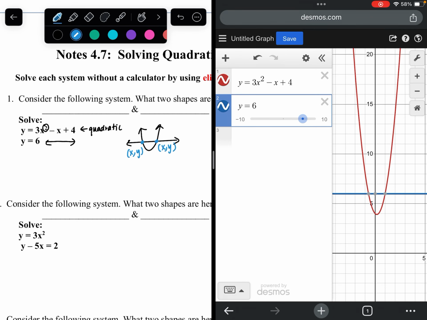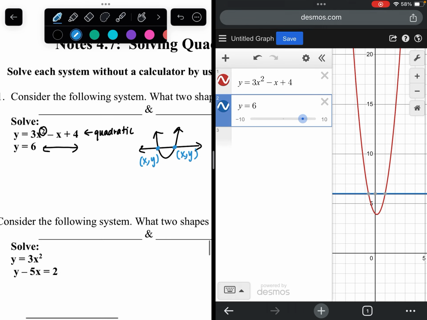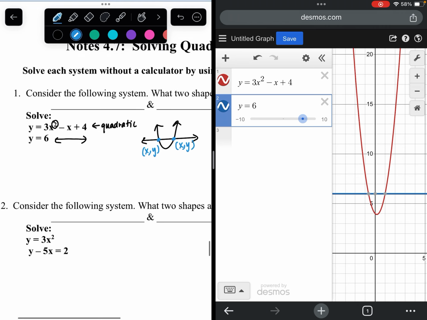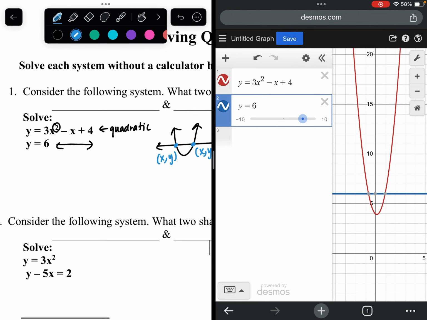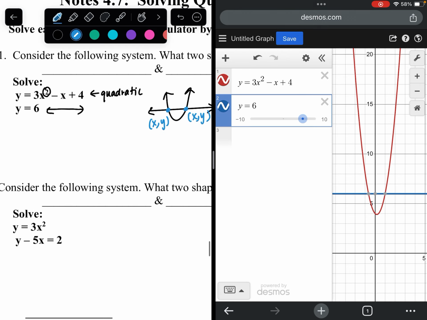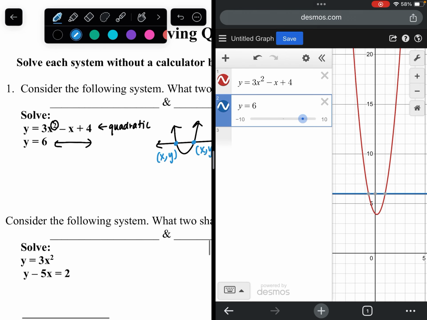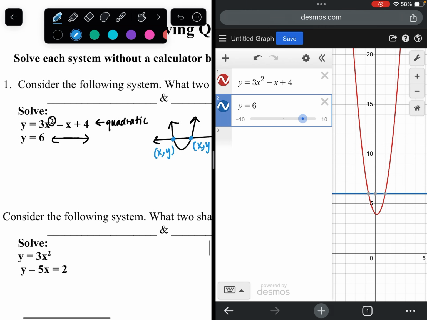In this lesson, we're going to be solving quadratic systems. And so some of our equations are going to be quadratic, some are going to be linear. Our quadratics are going to have an x squared term. Our linears are either going to be just a number or it's going to just have an x term. So for this first example, I've already graphed it here.